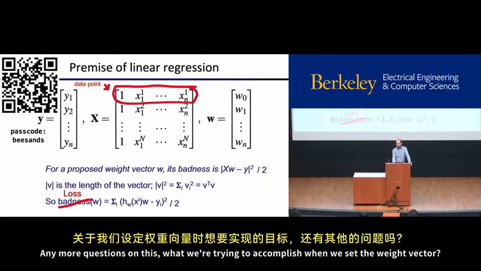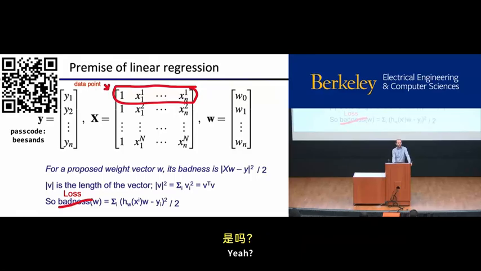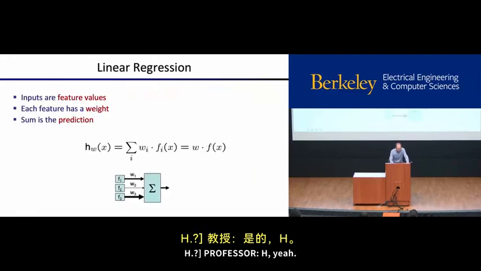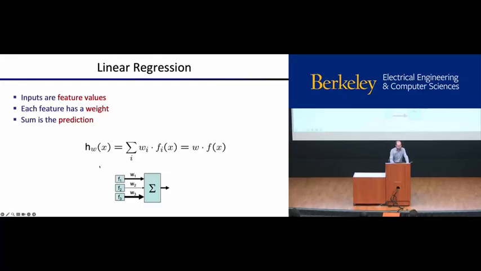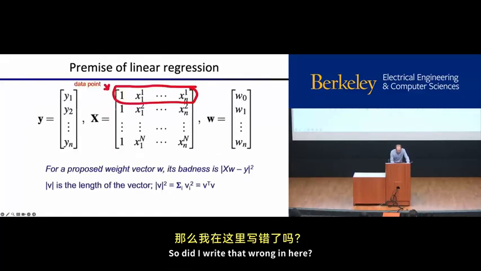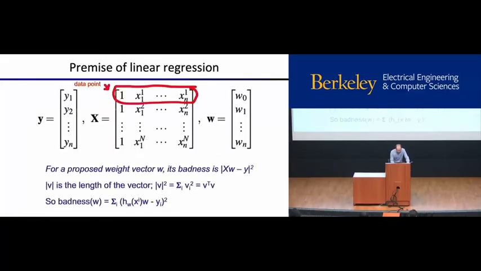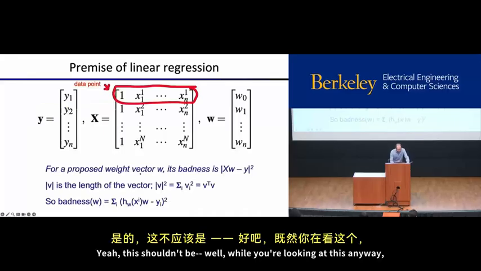Any more questions on this? What we're trying to accomplish when we set the weight vector? Yeah. H, yeah, that's just the symbol we used for this dot product. So did I write that wrong in here? Yeah, this shouldn't be.